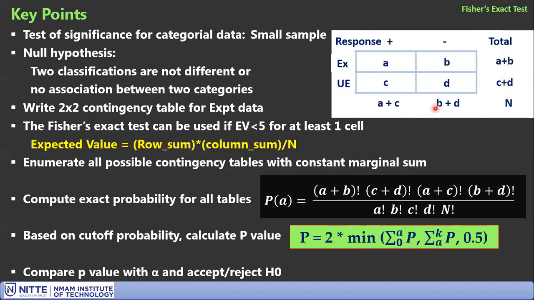Then you enumerate all possible contingency tables keeping the marginal sums constant. You know that the number of tables is the lesser of A plus C or A plus B, plus 1. We compute the exact probability for all such tables. K tables means K exact probabilities using this formula. Then, considering the cutoff table, the experimental data table, we compute the p-value, the test statistic p. For a two-tail test you use 2, for a one-tail test you use 1. You calculate the minimum of 3 values: the summation of p up to the cutoff probability, from the cutoff probability up to the last table, and 0.5. Then you compare the p-value with the assumed alpha value, and then you either accept or reject the H0.